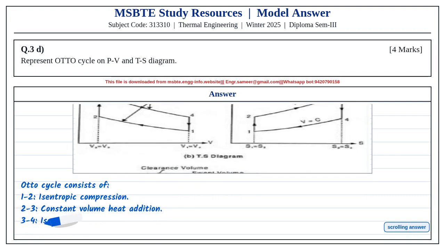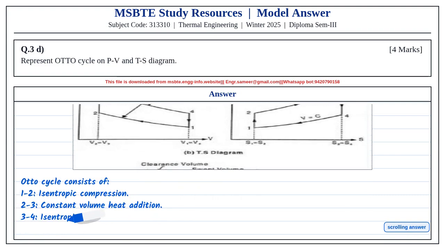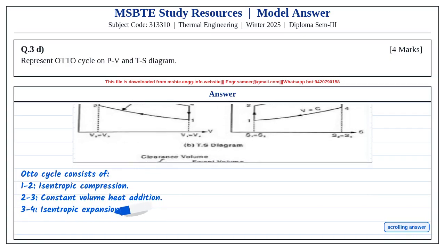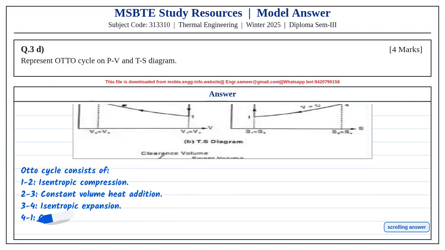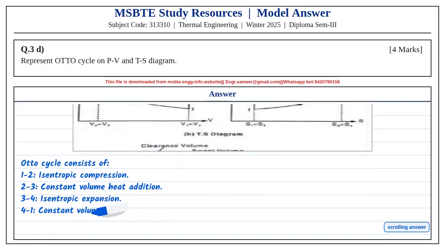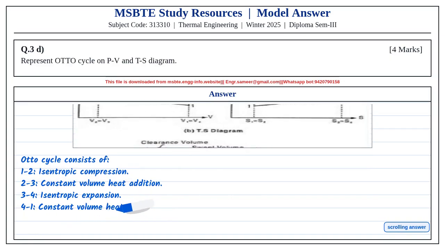Otto cycle consists of 1 to 2 isentropic compression, 2 to 3 constant volume heat addition, 3 to 4 isentropic expansion, and 4 to 1 constant volume heat rejection.